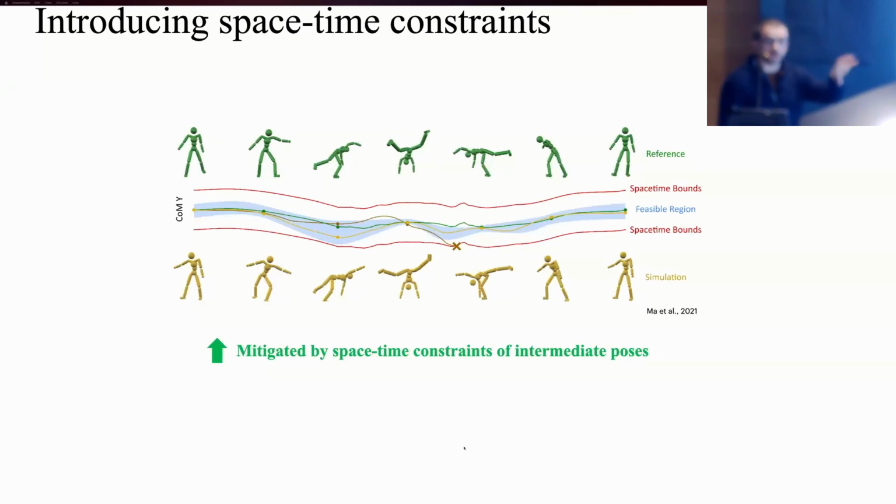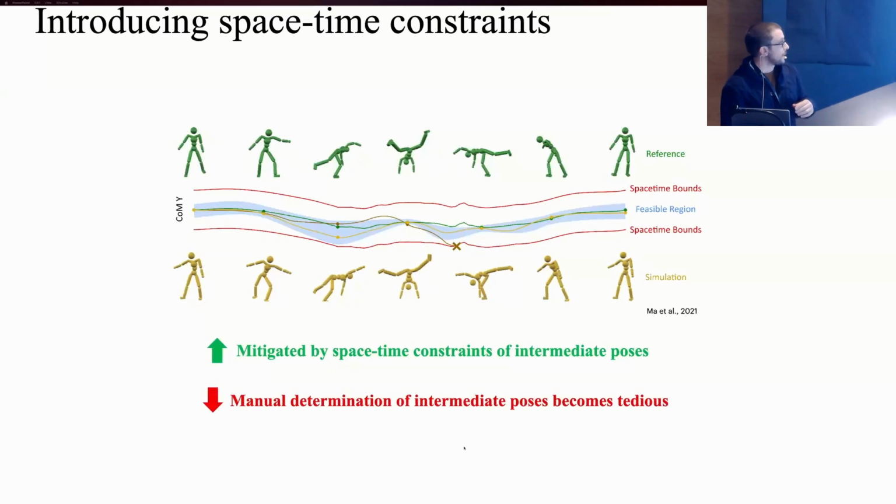These are intermediate poses of the movement that you want to reconstruct, used as guides, and then you try to approximate the intermediate motion as an interpolation problem between those poses. And then the problem is that you need to manually specify these intermediate poses. So this becomes tedious, especially if you're a designer.